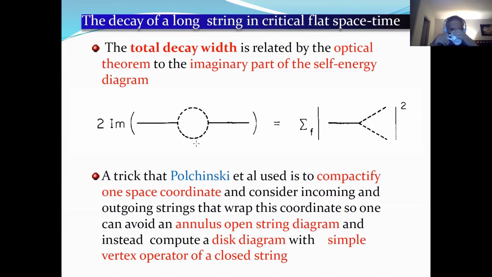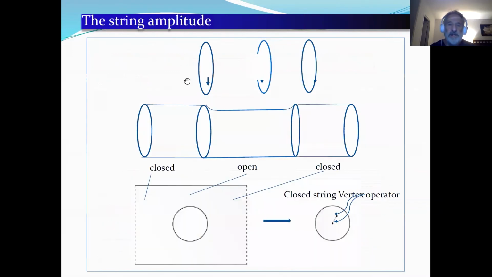Polchinski et al. came up with a nice trick to avoid this by studying a string that wraps a compactified space coordinate. In this case, what they have is shown here. We start with a closed string, then it opens up, and then it closes again. So we have a closed string, an open string, and again a closed string.